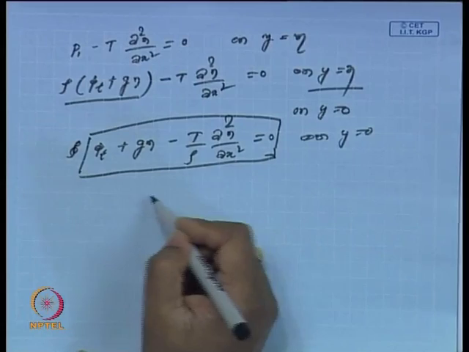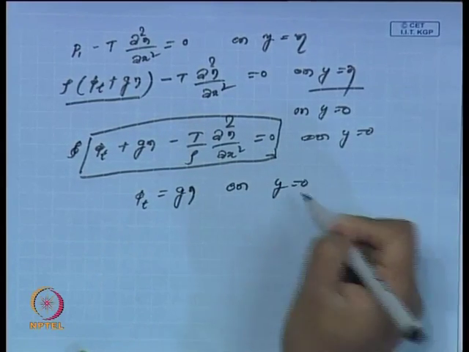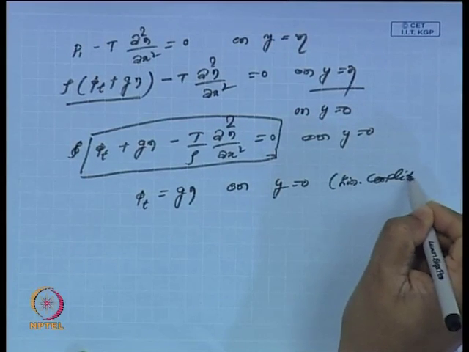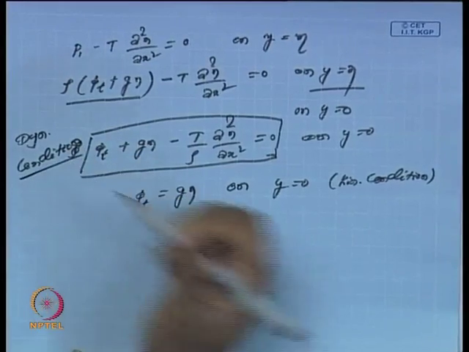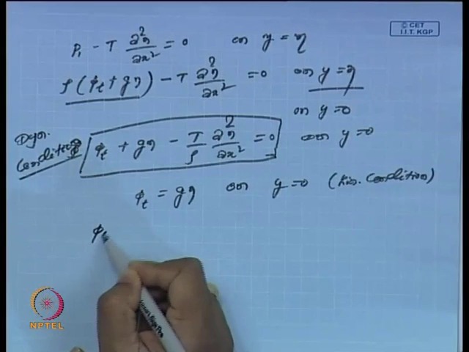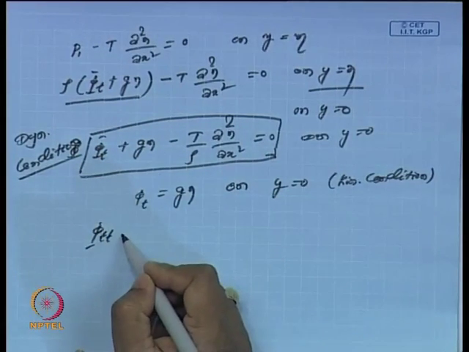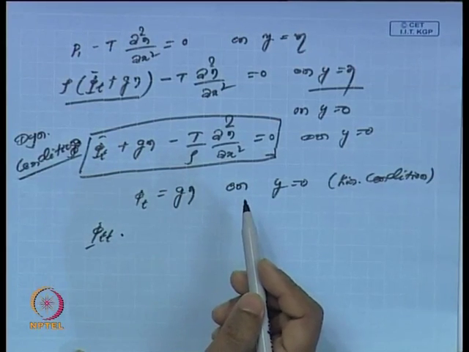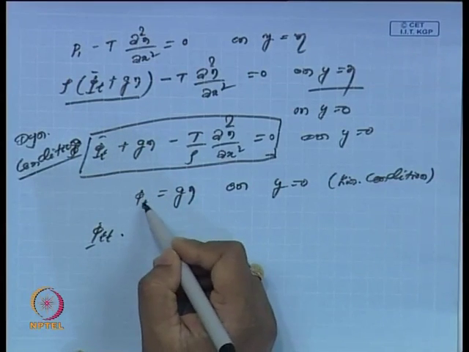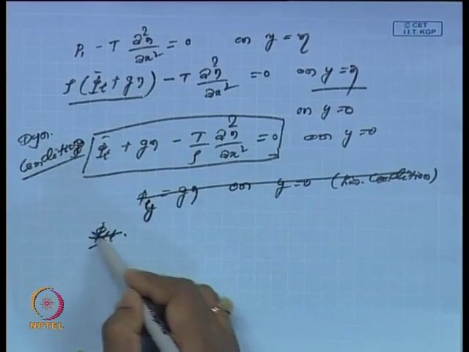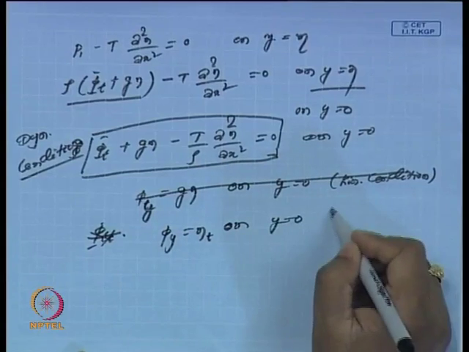And we all know that the kinematic condition remains the same: phi y is equal to eta t on y is equal to 0. This is my kinematic condition, and that other one is my dynamic condition in the presence of surface tension. The kinematic condition comes from d by dt of y minus eta being 0 on y is equal to eta.